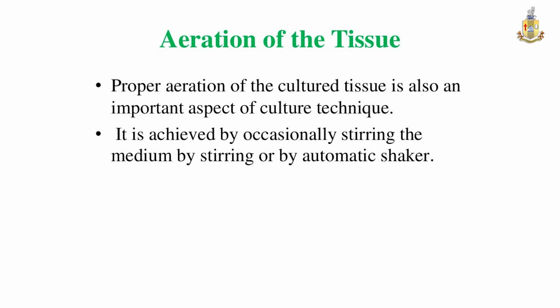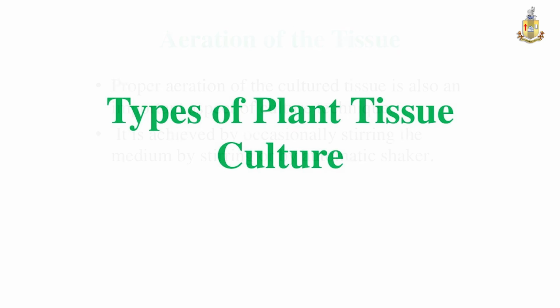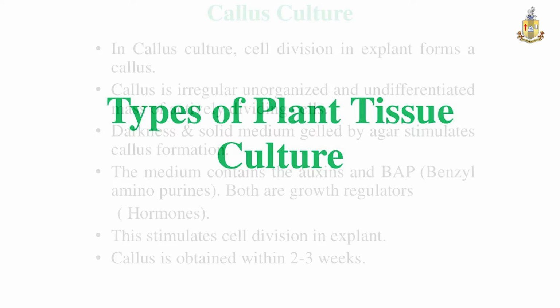Aeration of the tissue. Proper aeration of the culture tissue is also an important aspect of culture technique. It is achieved by occasionally stirring the medium, by an automatic shaker. In this slide we are going to learn about the types of plant tissue culture.